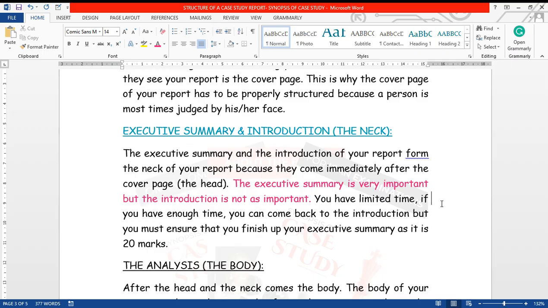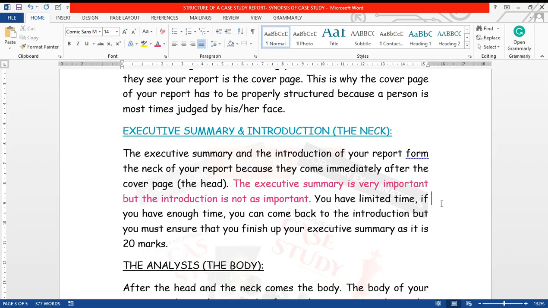And in your ICAN case study exam, you have limited time. You don't have the luxury of time as such, so you have to ensure that you manage your time as much as possible. So leave a page for the introduction. After your cover page, page 1, the next 2 pages should be your executive summary, page 2 and page 3. Then page 4, you can leave 1 page for the introduction. Then I'll advise you go to other parts of the report. Then if you have enough time to come back, you can now do the introduction.